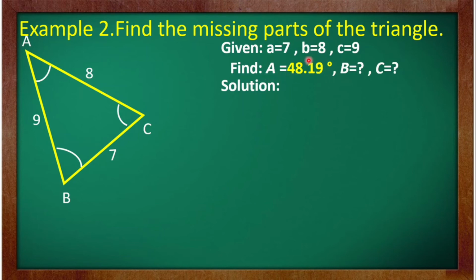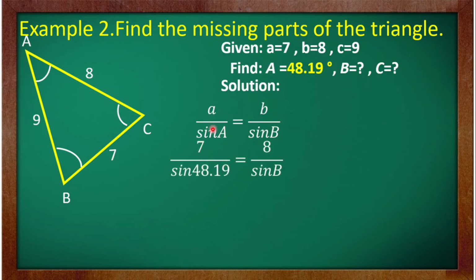Since meron na tayong angle A, may kapares na yung ating side A. So pwede na nating gamitan to ng law of sine. So para makuha tong angle B, since meron ring value yung side B, ang gagamitin nating proportion ay A over sine A is equal to B over sine B para makuha yung angle B. Then substitute the values. So we have 7, yung A, over sine angle A is 48.19 degrees, is equal to B is 8 over sine B.